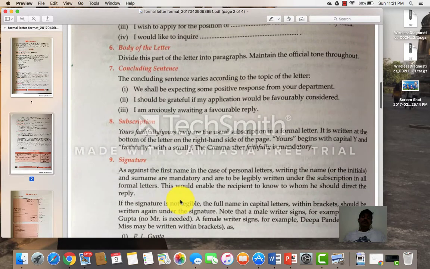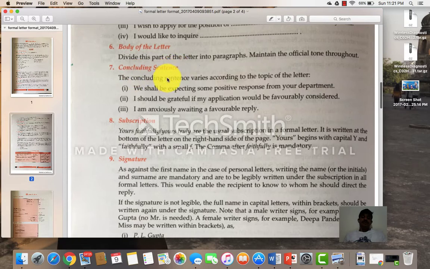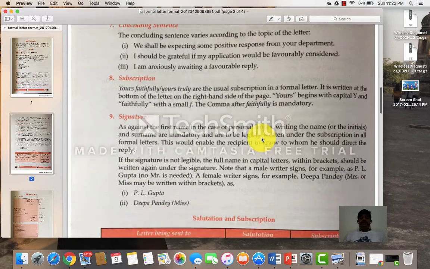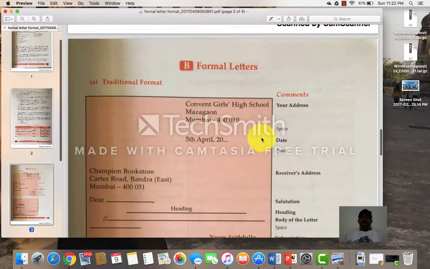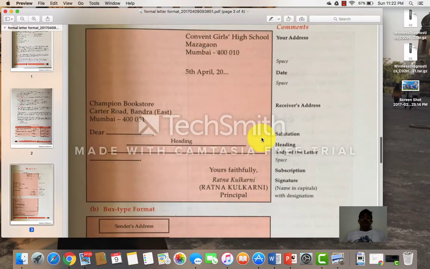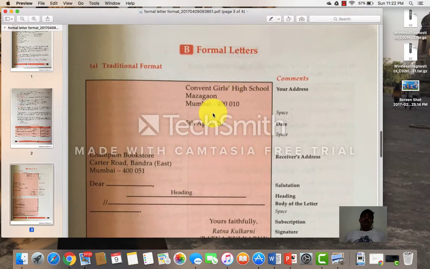After the body of the letter, you will conclude by saying, we shall be expecting some positive response, or I shall be grateful if my application is considered. I'll be anxiously waiting. I hope that my request would be considered. Or any such formal ending must be given for the letter. So this is how the formal letter format goes.